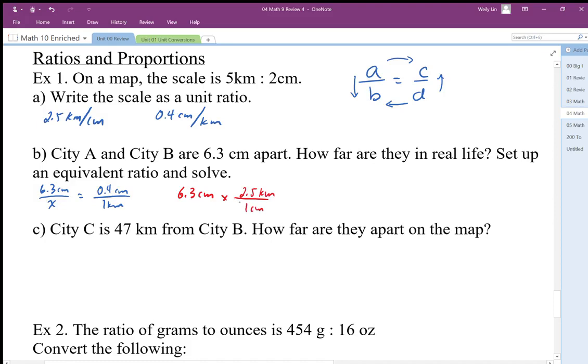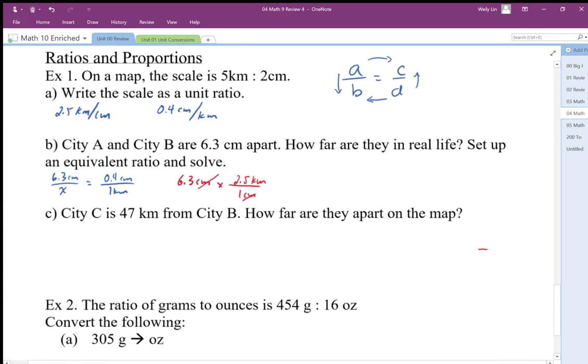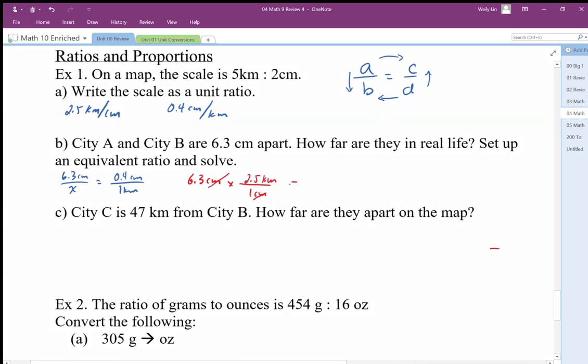And what ends up happening is, because this is a divide unit, and that's a times unit, they cancel out, and we end up with kilometers as our final units. And all we have to do is keep track of times on top, divide on bottom. So we have 6.3 times 2.5, and we end up with 15.75 kilometers.